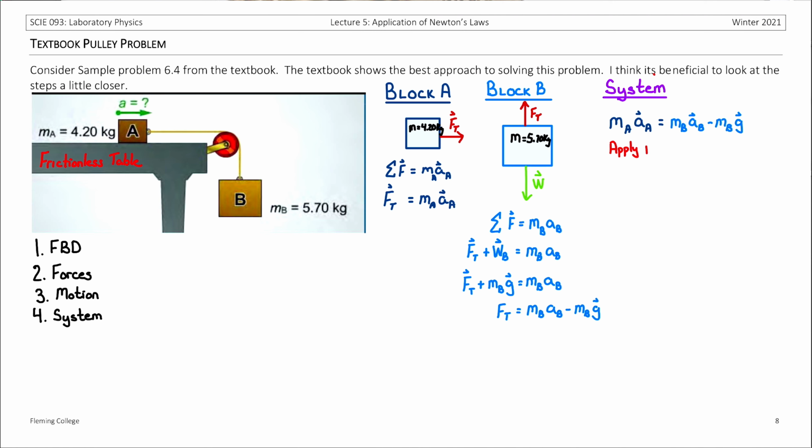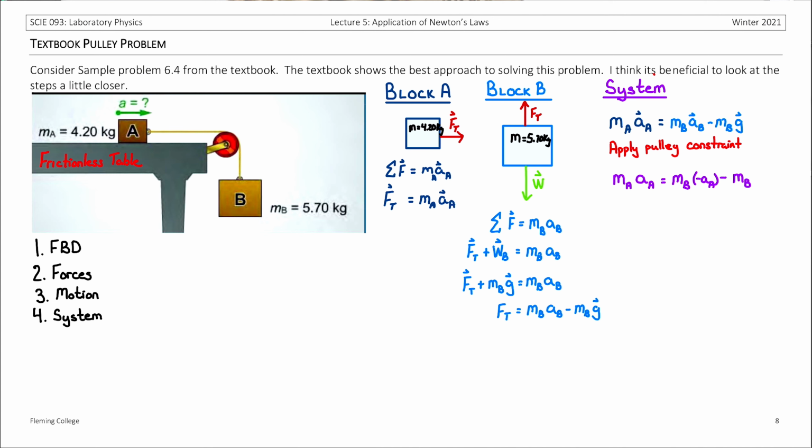We're going to apply the pulley constraint. Because I don't want to know the acceleration of block B, but I know these two are connected, I'm going to replace acceleration of block B with negative acceleration of block A. And with that consideration, we can remove the vector signs from these arrows because we've added the signs to them. So this will give us the mass of block A times the acceleration of block A is equal to the mass of block B times negative acceleration of block A, subtract the mass of block B.